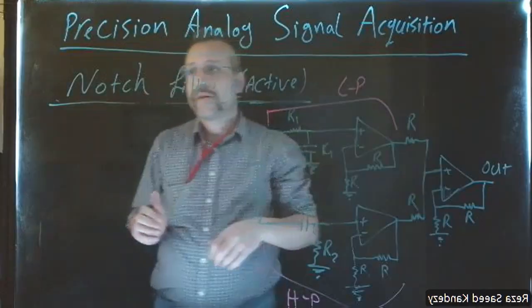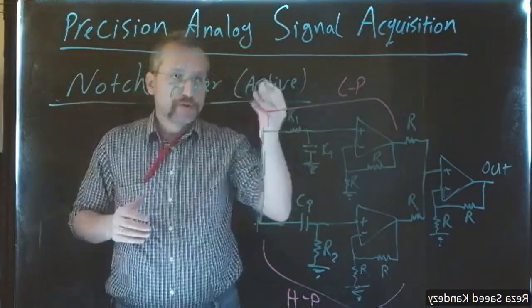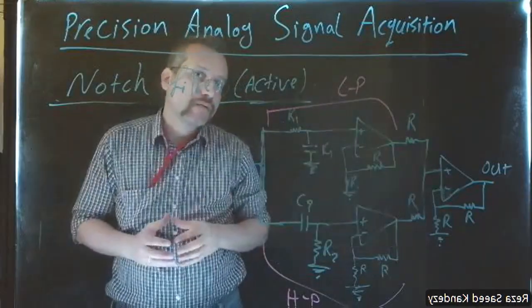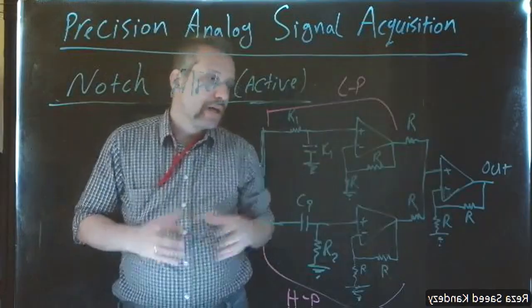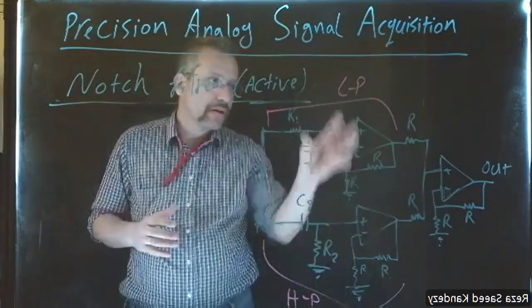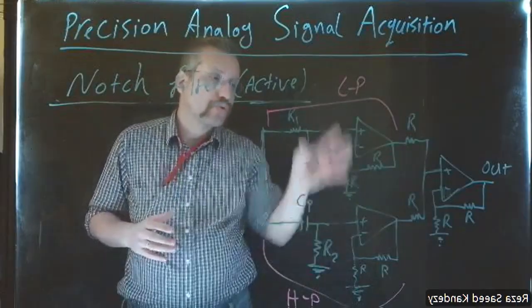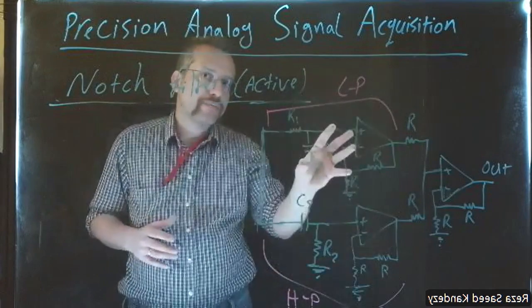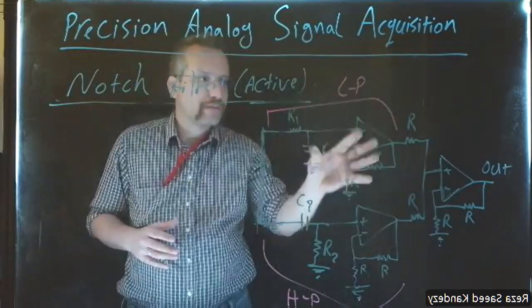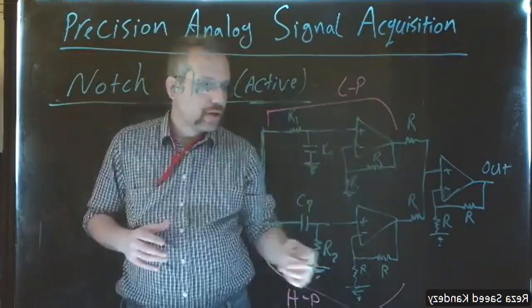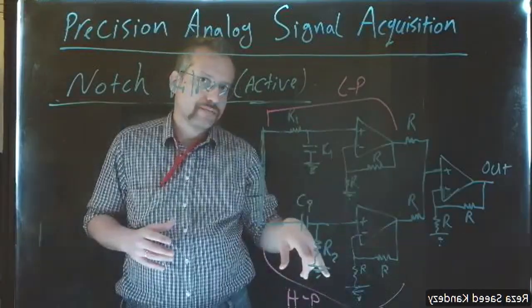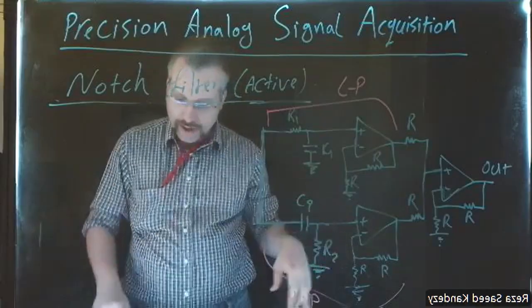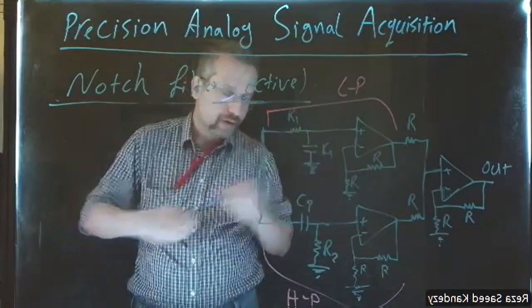Okay, now let's talk about the notch filter, specifically the active notch filter. The circuit that you see is the active notch filter. It has two initial parts. One acts as a low pass filter. You already know how to design that individually, and another one is a high pass filter. You haven't designed such a filter yet, but the theory is the same.